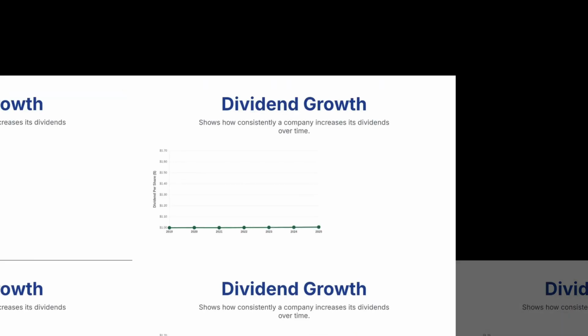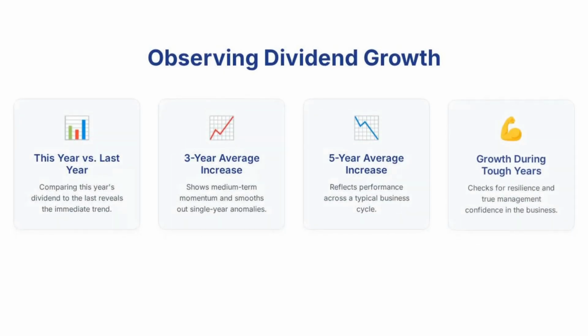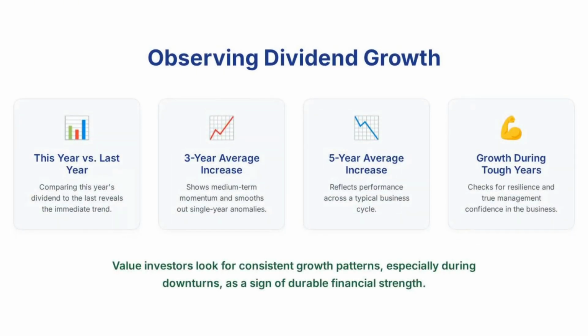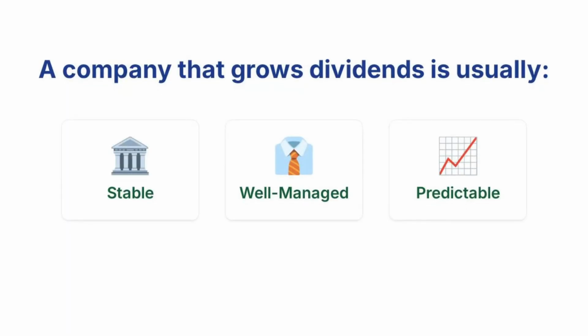Dividend growth shows how consistently a company increases its dividends over time. Value investors look for patterns instead of single year increases. Dividend growth is observed by comparing this year's dividend to last year, the average increase over 3 years, the average increase over 5 years, and checking whether management increases dividends even during tough years. Strong dividend growth means durable cash flow, confidence by management, long term financial strength, and shareholder friendly policies. A company that grows dividends consistently is usually stable, well managed, and predictable.